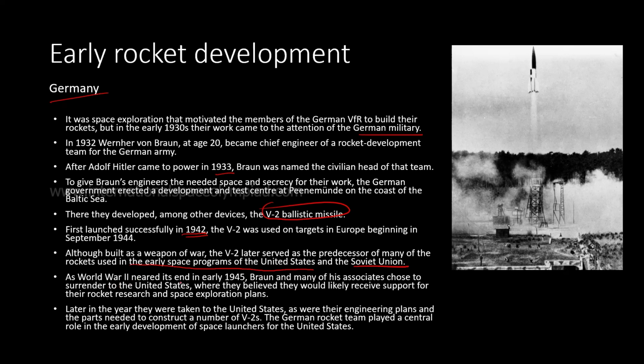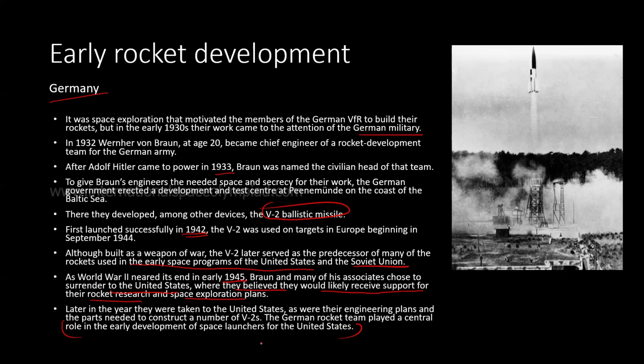As World War II neared its end in 1945, Braun and many of his associates chose to surrender to the United States, where they believed they would receive support for their rocket research and space exploration. Later that year, they were taken to the United States, where their engineering plans and the parts needed to construct a number of V2s were also brought. The German rocket team played a central role in the early development of space launchers for the United States.